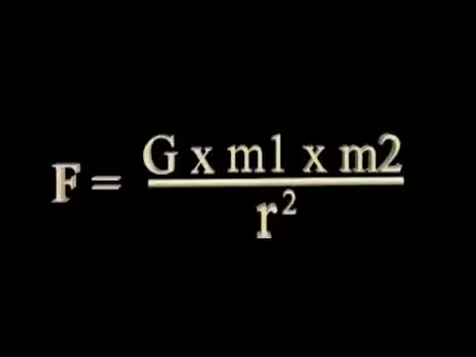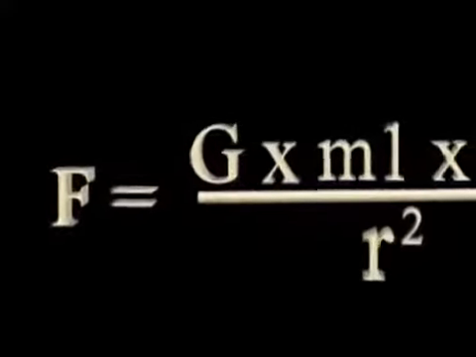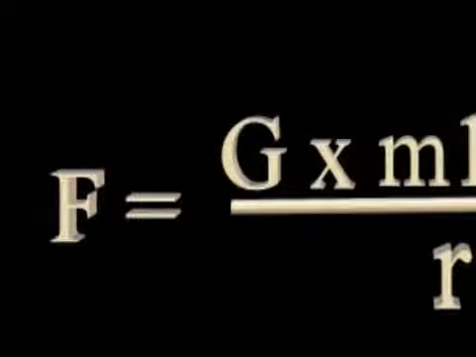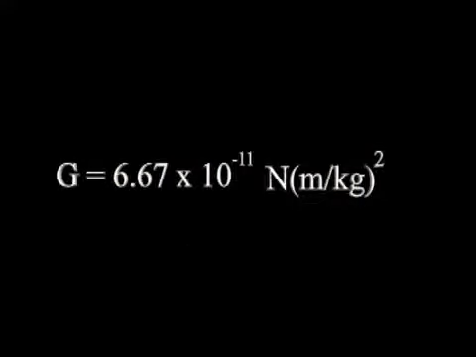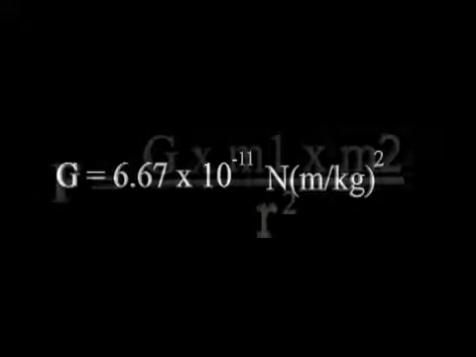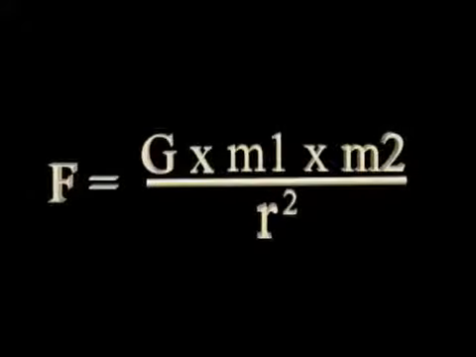F equals G times m1 times m2 divided by r squared. This is similar to Newton's statement, but notice we now have a capital G in the formula and an equal sign. The capital letter G represents the universal gravitational constant. Cavendish's work was essential to determining G. G represents this number, 6.67 times 10 to the minus 11th, and it completes Newton's formula. We can now determine the mass of the Earth.